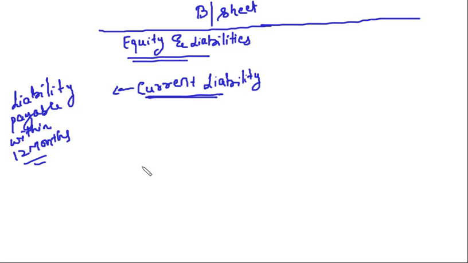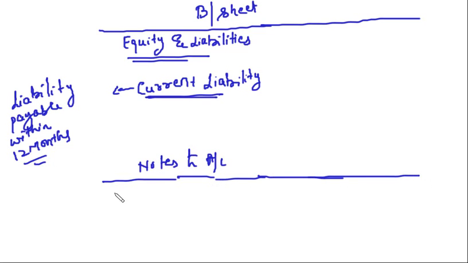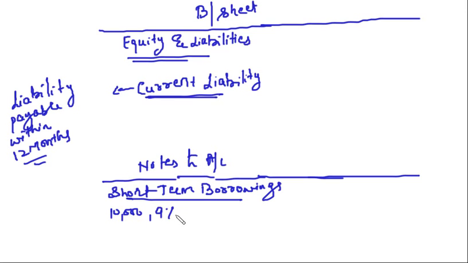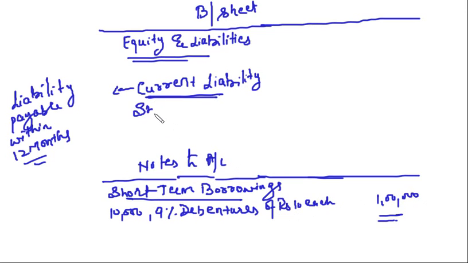Right? Now again what you do, you prepare notes to accounts. In the notes to accounts you will have short-term borrowings. Right, like the long-term borrowings, you will have short-term borrowings, and under the short-term borrowings you will say 10,000 9% debentures of rupees 10 each. That is 1 lakh rupees. Now this short-term borrowings you will show under current liability because these borrowings are to be repaid within a period of 12 months. So short-term borrowings 1 lakh. So this is how you are going to show the short-term debentures in the balance sheet.